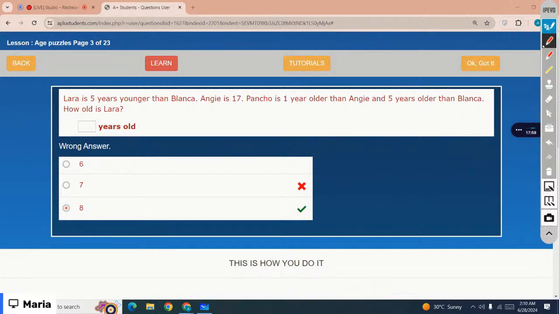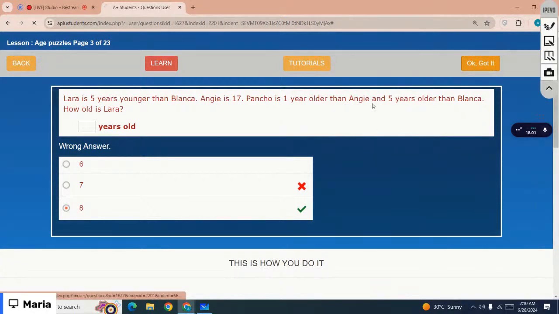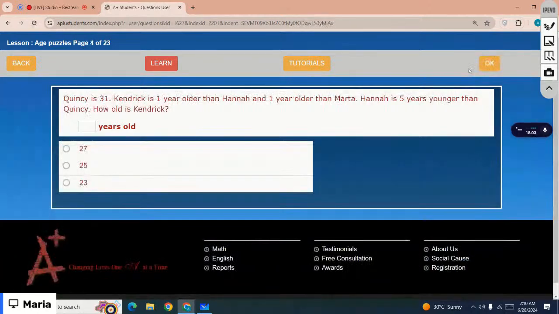Option number 3 is the correct option. Please don't guess. Calculate the answers. Quincy is 31. Kendrick is 1 year older than Hannah and 1 year older than Marta. Hannah is 5 years younger than Quincy. How old is Kendrick? Which is the correct option?